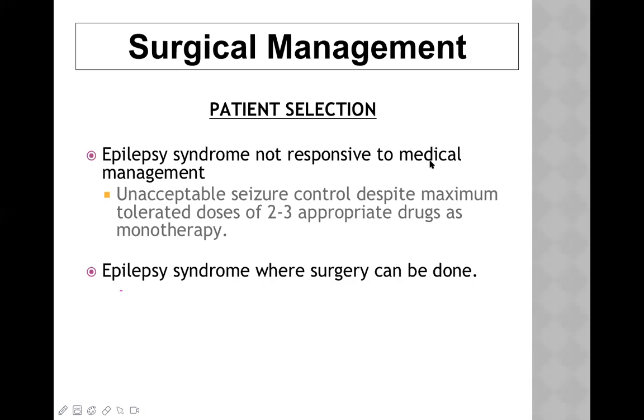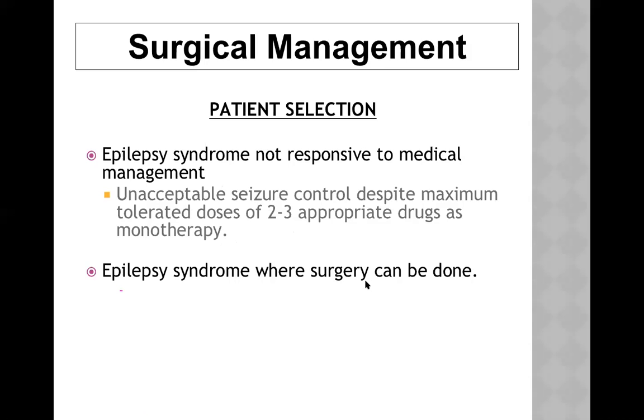So first of all, any type of epilepsy should be tried with medical treatment. If it fails, or if it is an intractable type of epilepsy, then you need to go for surgical management. That is, unacceptable seizure control despite maximum tolerated doses of 2 to 3 appropriate drugs as monotherapy. We label it as a failure of medical treatment, so surgical treatment is done.